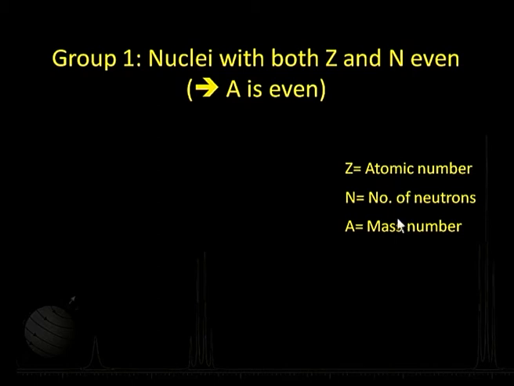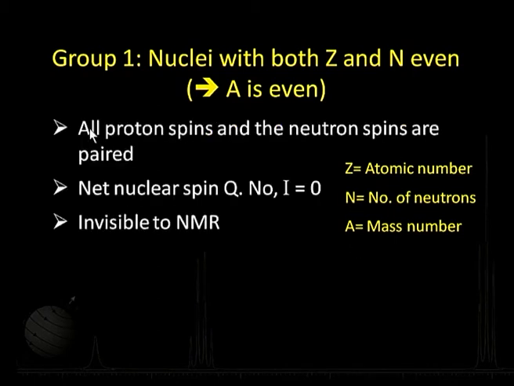So if you take certain nuclei of this kind, what you find is that all proton spins and the neutron spins are paired up. What it means is, in the nucleus structure, Z and N are both even here, and in the nucleus the spins of protons are paired separately, neutrons are paired separately. Since there are an even number of protons, they all will be paired up, there won't be an unpaired proton. Similarly, all neutron spins also will be paired up, there won't be any unpaired neutron there.